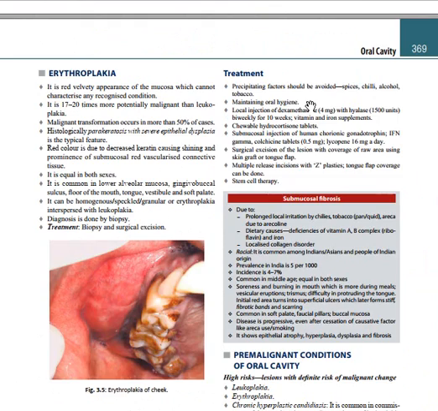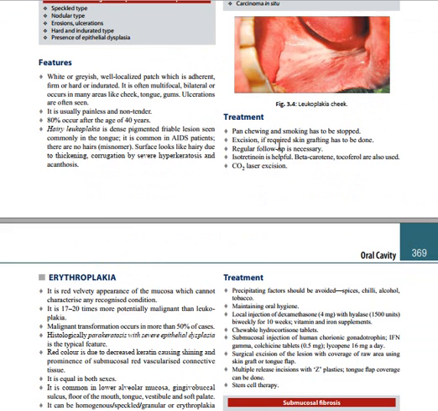Now, the treatment of leukoplakia is that you have to stop all the 8S that we have said initially. You have to stop it. You have to excise the lesion, and you have to do regular follow-up to prevent the conversion into a malignant form.